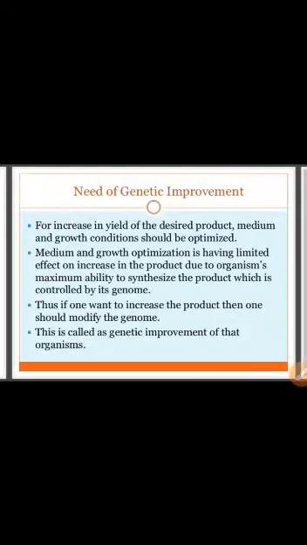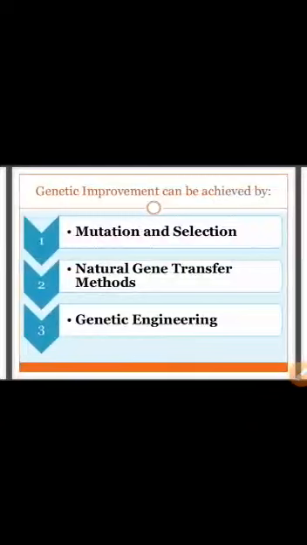If we are following these three steps for the increase in yield, for the proper optimization and increasing the product variability, modifying the genome, this is what we are doing in the genetic improvement of that particular organism. So now, considering the genetic improvement, how can we achieve it? By various processes. The three major processes are mutation and selection, natural gene transfer methods, and genetic engineering.